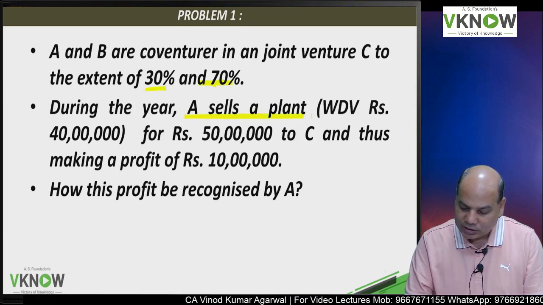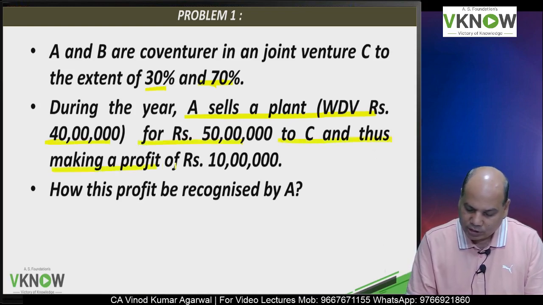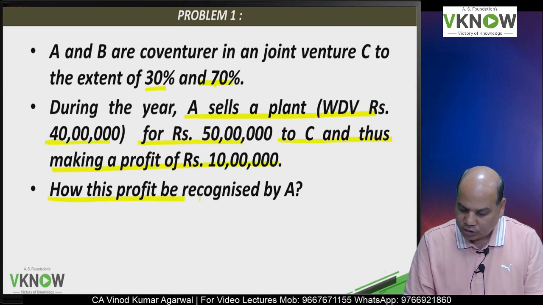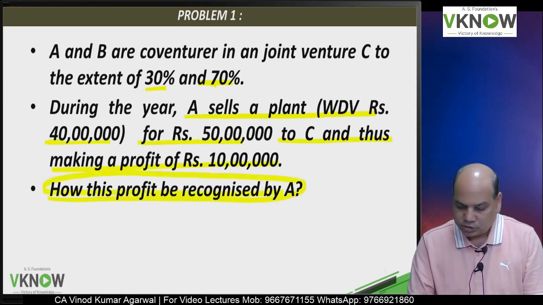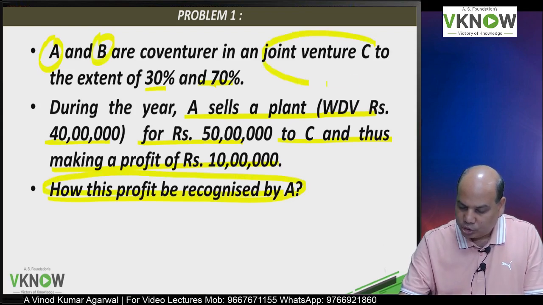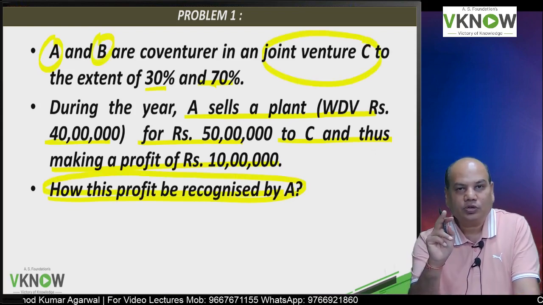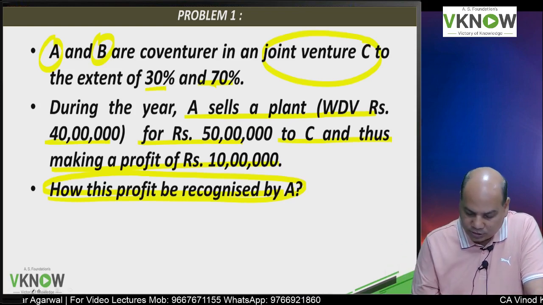During the year, A sells a plant WDV 40 lakh for 50 lakh to C, and thus making a profit of 10 lakh. How will this be recognized by A? Now this is A, this is B, and a new entity C is created. So this is a question of JCE.